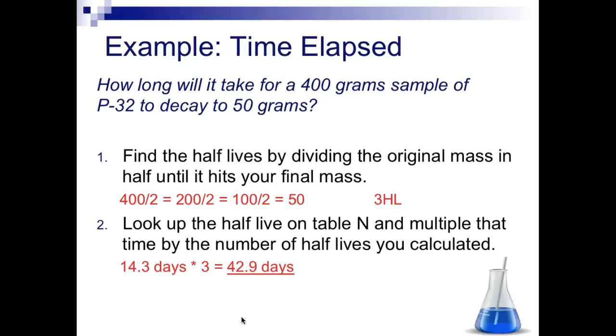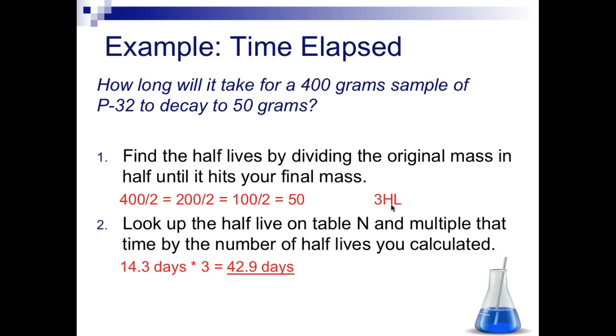The first thing you need to do is find the number of half-lives that passed by dividing the original mass in half until you get your final mass. So we started off with 400 grams, and I wanted to see how many times I would have to cut it in half to get to 50. So 400 divided by 2 is 200. 200 divided by 2 is 100. And 100 divided by 2 is 50. So that means that I needed to cut this in half 3 times, which means 3 half-lives have gone by.